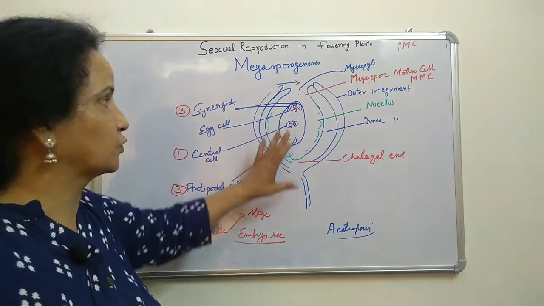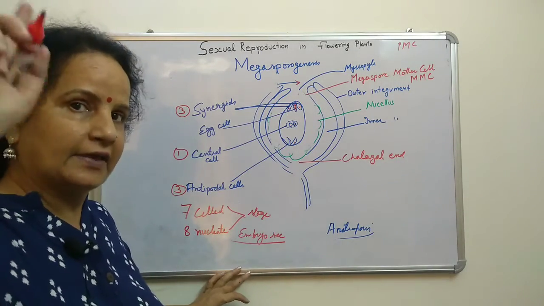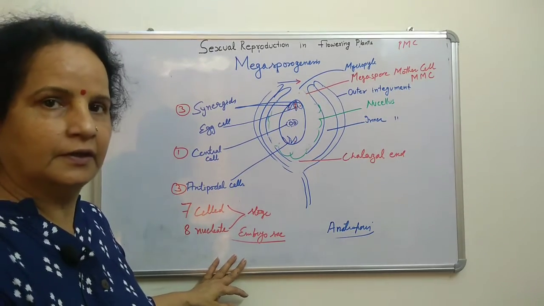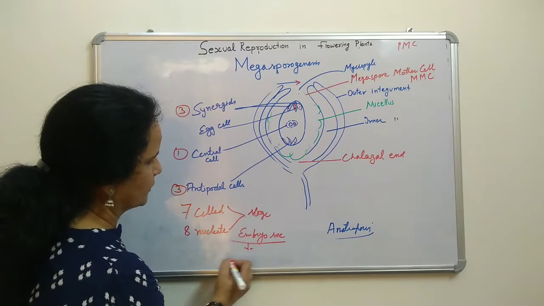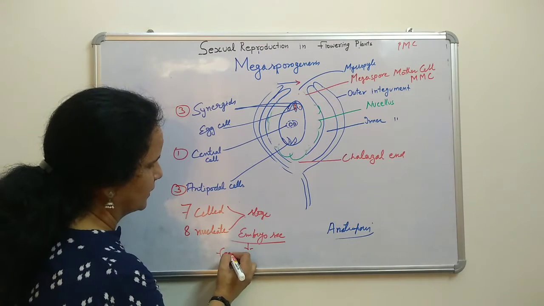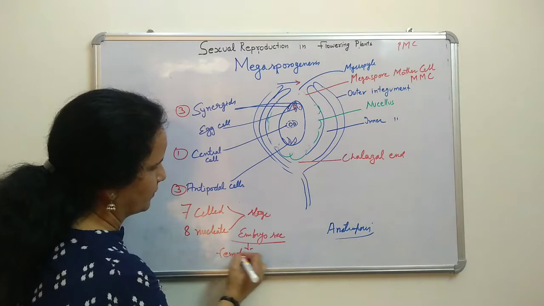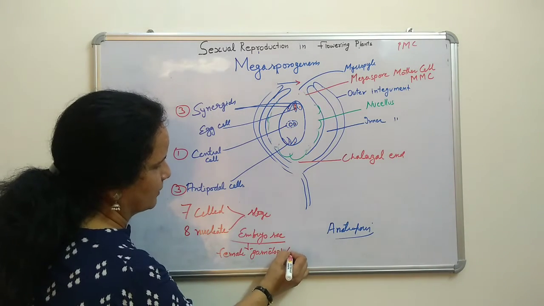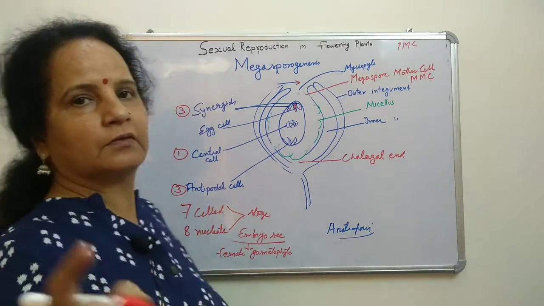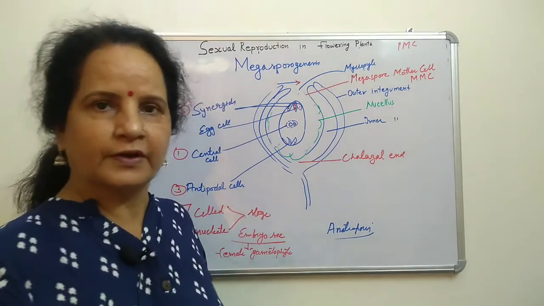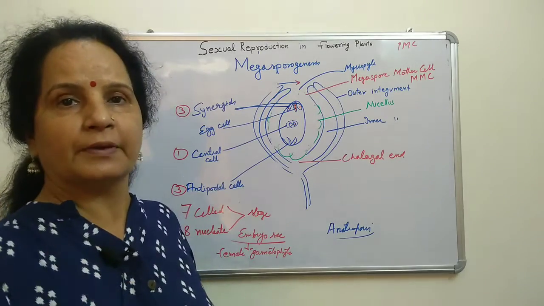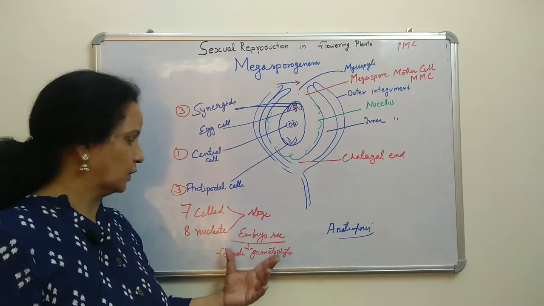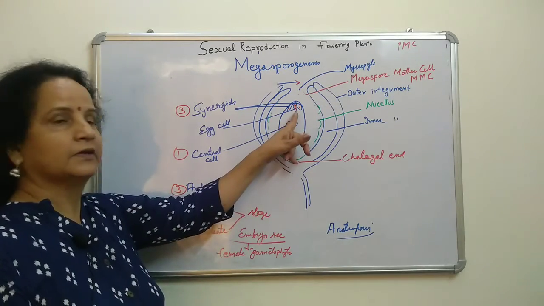Now that is also called female gametophyte, as in the case of male gametophyte, which is the pollen grain, right? This embryo sac is called female gametophyte. Those bodies producing spores are called sporophyte. Those that produce gametes are called gametophyte. So here the embryo sac is producing the female gamete, that is the egg cell, right?